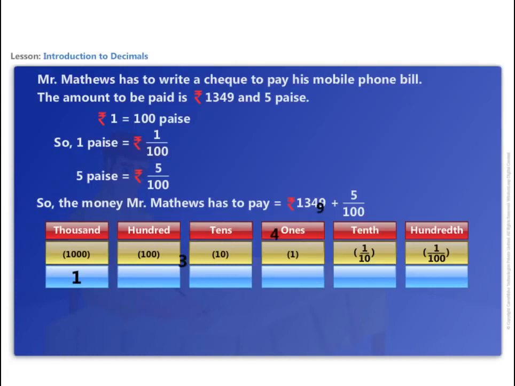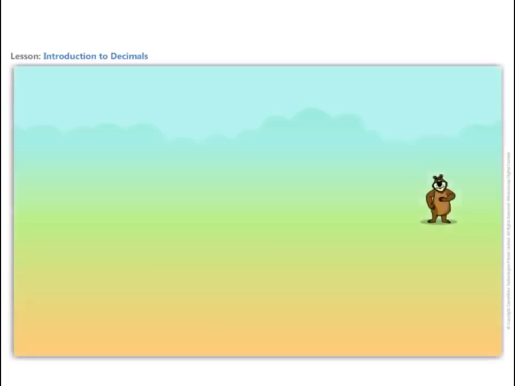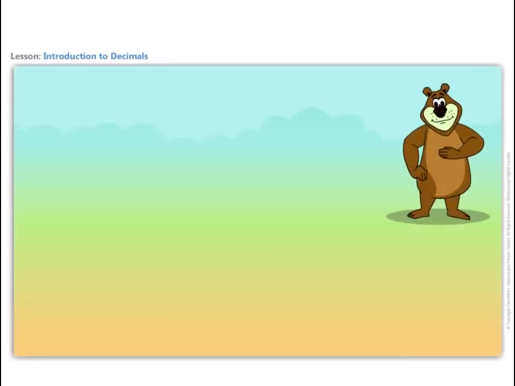Let us place the numbers in the place value table. Since we do not have any number for 1/10, we put 0 for tenths in the place value table. Reading the values from the place value table, we get the amount of Mr. Matthews' check in decimal notation as Rs 1,349.05. We have till now converted fractions with denominator 10 into decimals. Let us now try to convert other fractions into decimals.